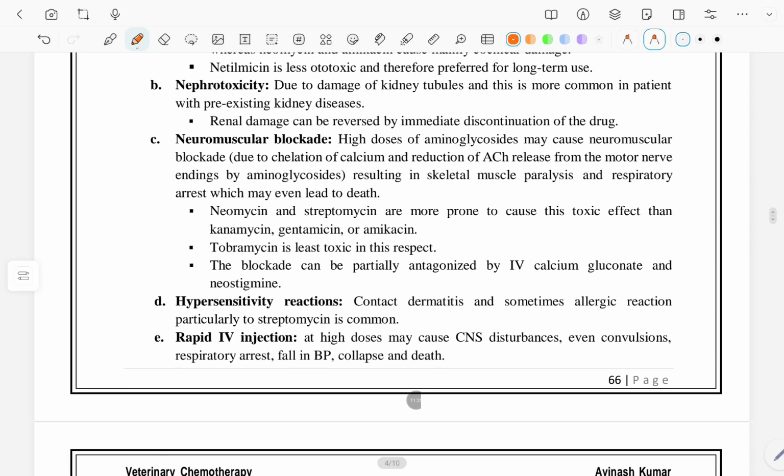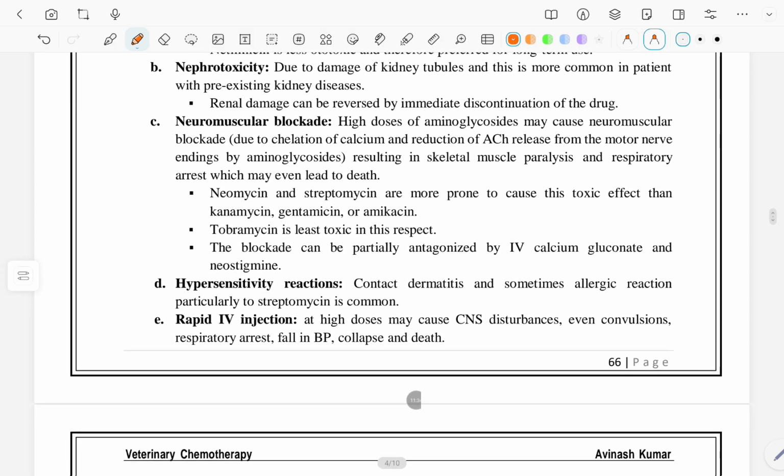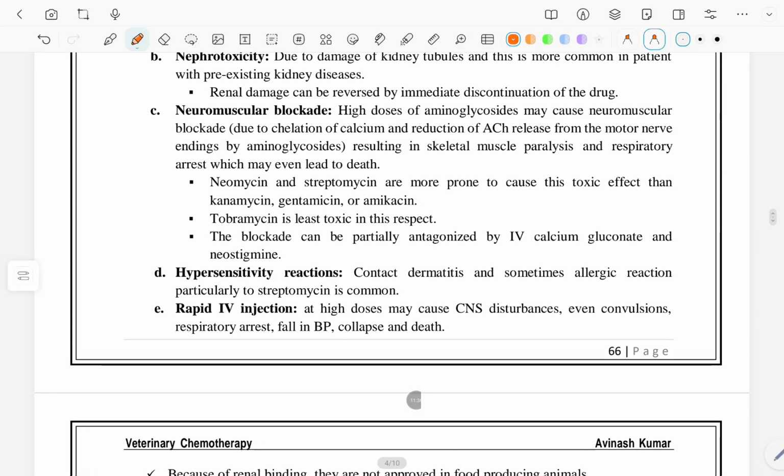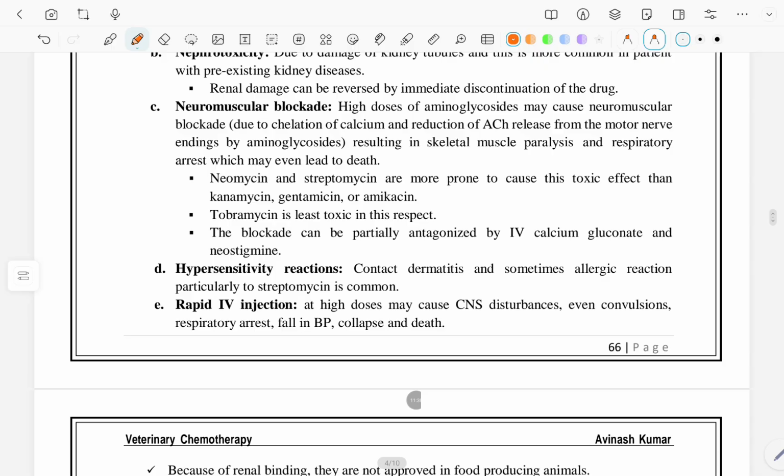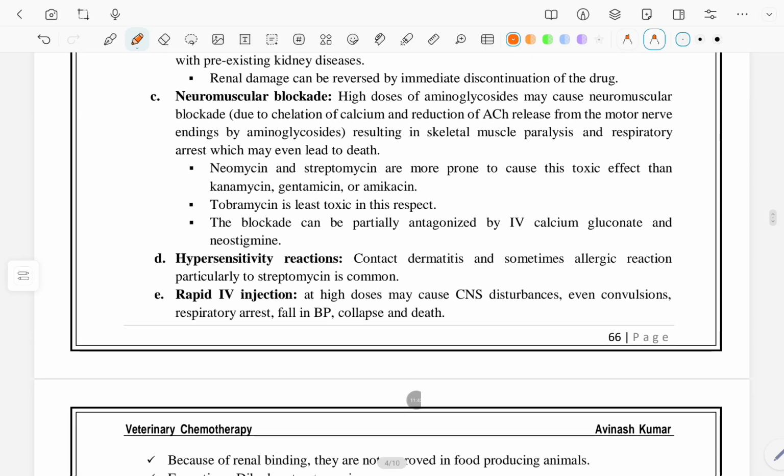Nephrotoxicity is due to damage of kidney tubules, and this is more common in patients with pre-existing kidney disease. Renal damage can be reversed by immediate discontinuation of the drug. Neuromuscular blockade.